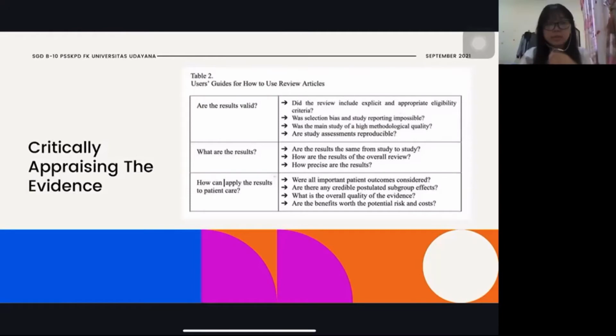My name is Fricillia Wijaya and I will explain critically appraising the evidence. This table 3 shows a users' guide on how to use review articles. The first is, are the results valid? An example is, did the review include explicit and appropriate eligibility criteria? The second is, what are the results? The example is, are the results the same from study to study? And the last is, how can we apply the results to patient care? The example is, were all important patient outcomes considered?